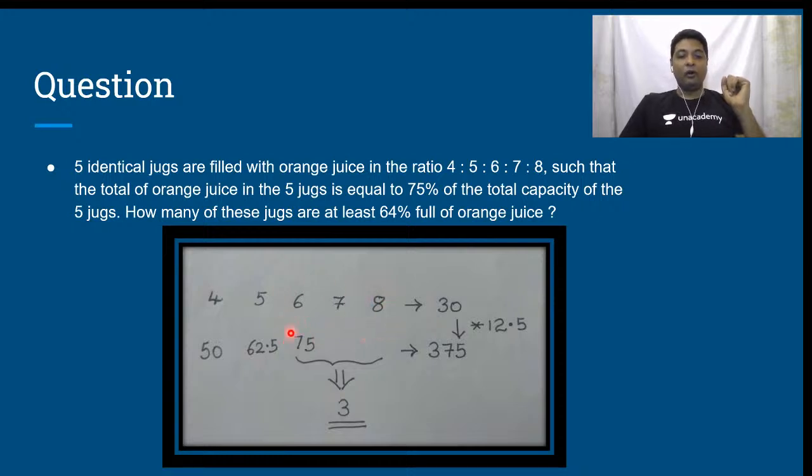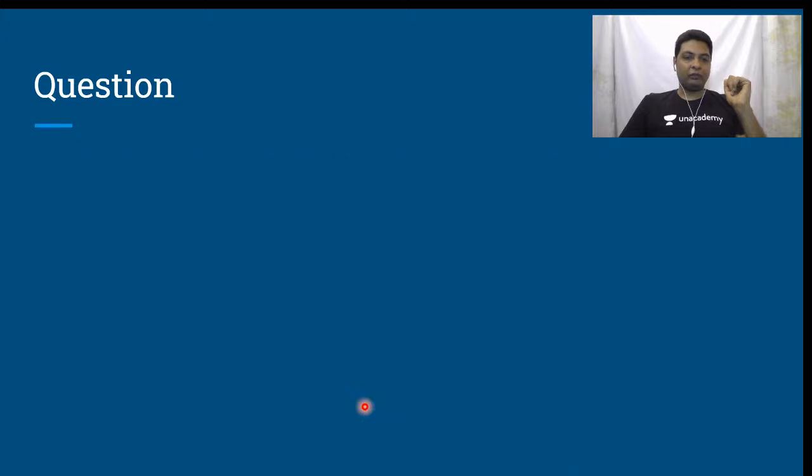So therefore, leaving out these 2 jugs, which are in the ratio 4 is to 5, the remaining 3 jugs definitely have more than 64% of their capacity filled with orange juice. Therefore, my answer is 3. Is that clear? Able to understand that? Let us move on with the next question.